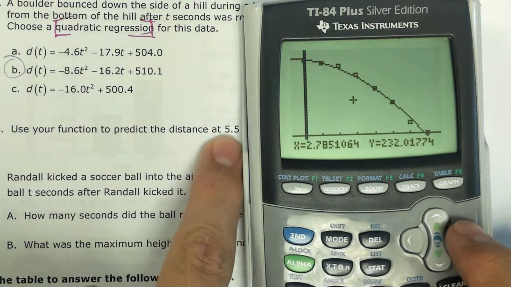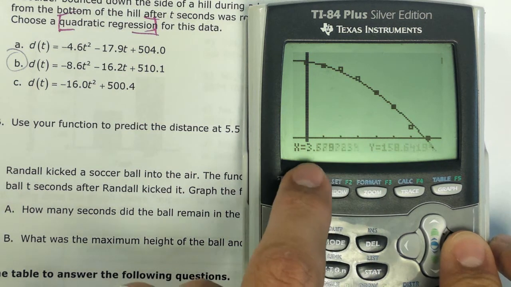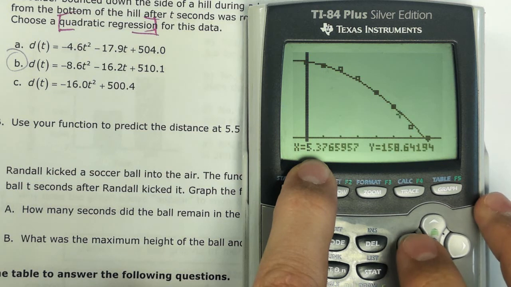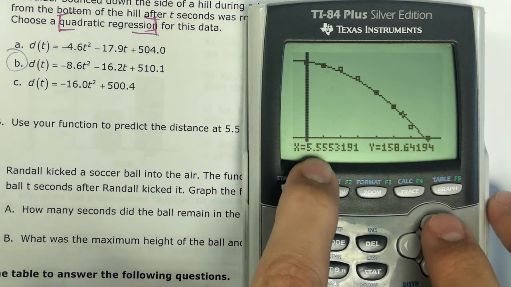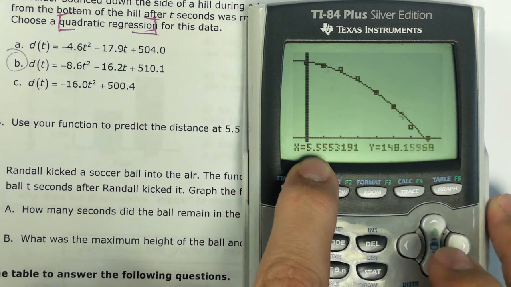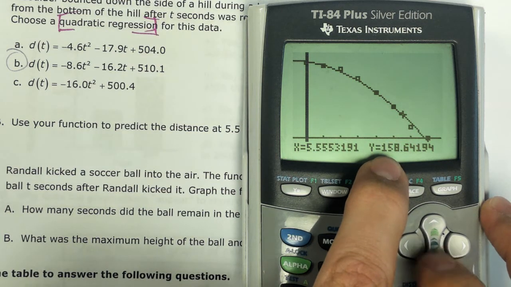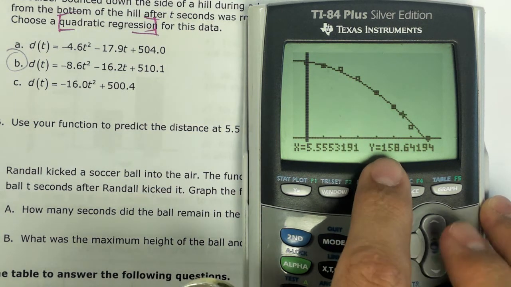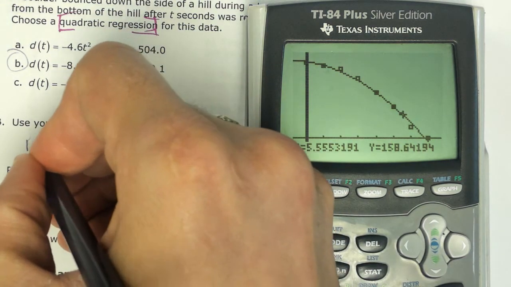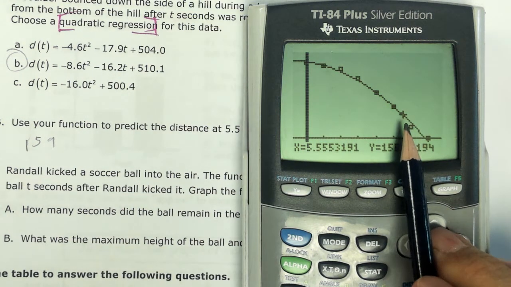I want to figure out what it is at 5.5 seconds. So I'm going to move this over until we hit 5.5. Oh, there it was. 5.5 right there. And then I can move the arrow up and down until it crosses my line. It looks like it crosses it around 158, 159. So I'm going to say it's 159. You can see how it's 5.5. That is one way to do it.